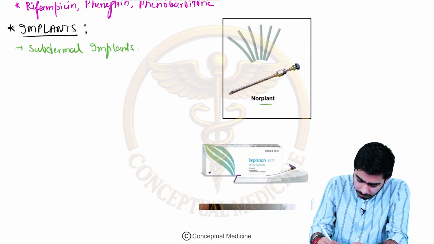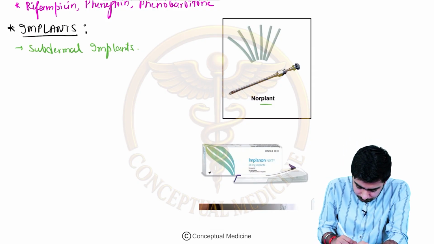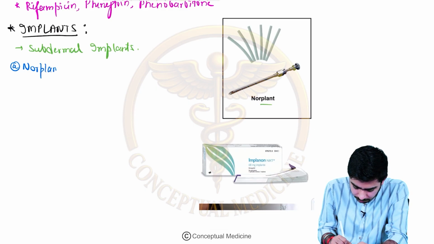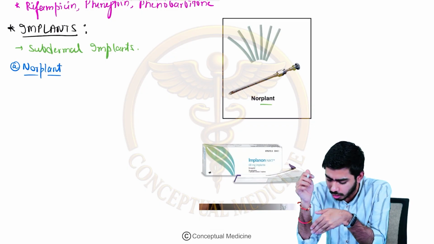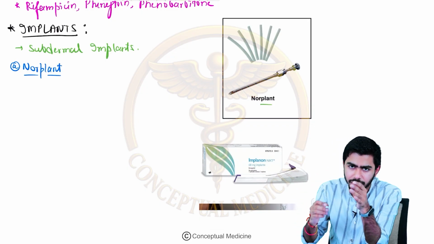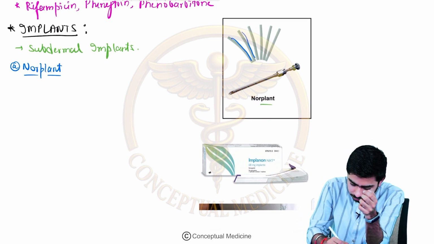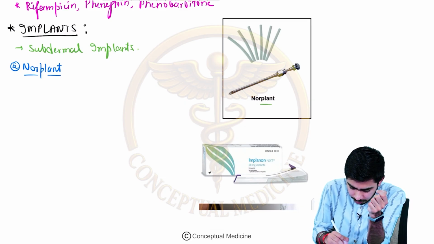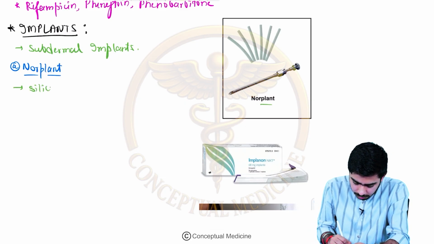So the very first one we talk about is the NOR plant. We shall talk about the NOR plant basically. Okay, and you can see on your picture how it looks. These are made up of silicone and plastic. These rods which you are seeing are the celastic rods. So it is actually made up of silicone plus plastic.